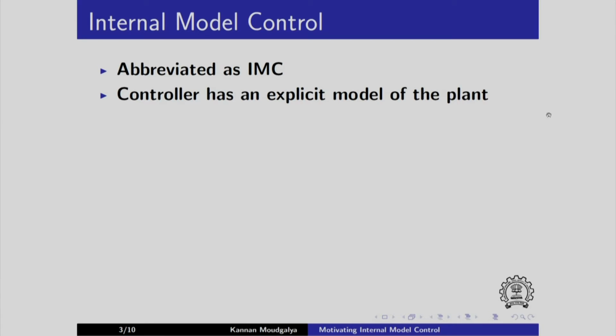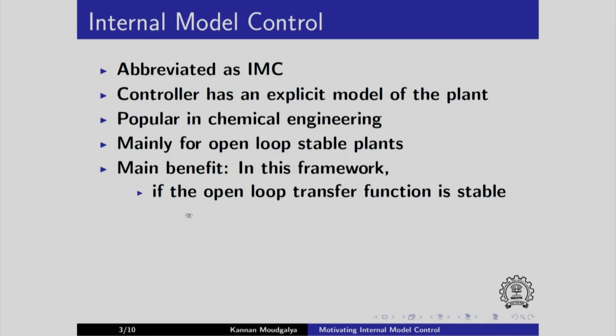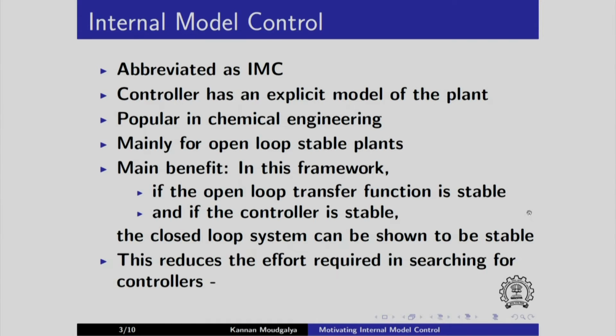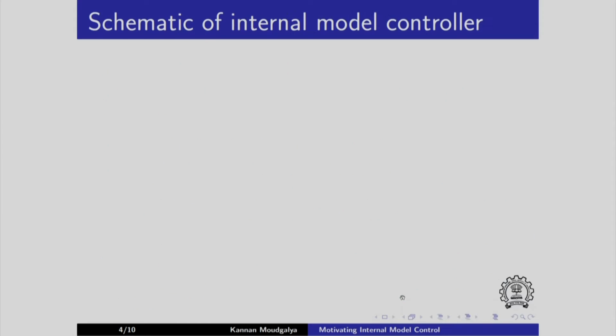The controller has an explicit model of the plant. It is popular in chemical engineering. It is mainly for open loop stable plants. The main benefits are the following. In this framework, if the open loop transfer function is stable and if the controller is stable, the closed loop system can be shown to be stable. This reduces the effort required in searching for controllers. We need to search only among stable controllers.